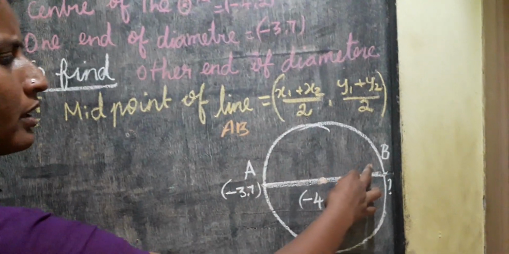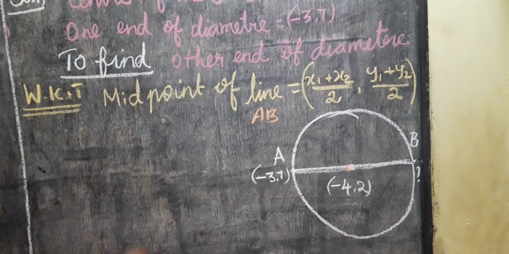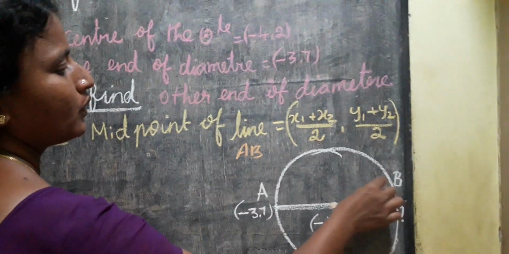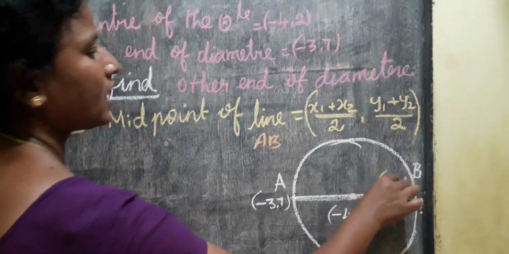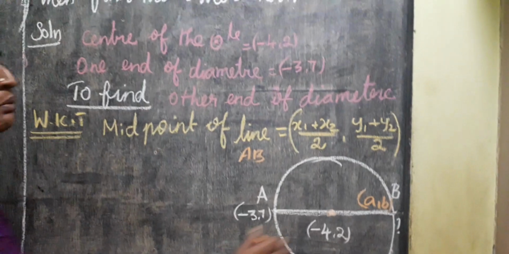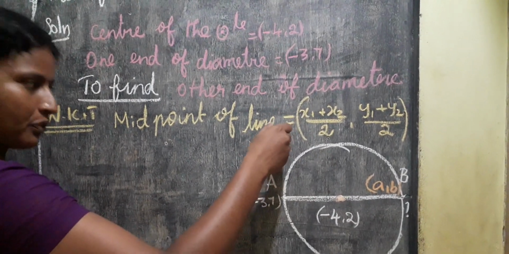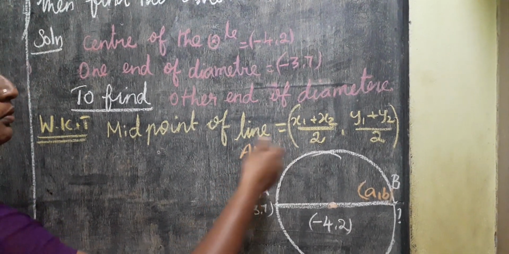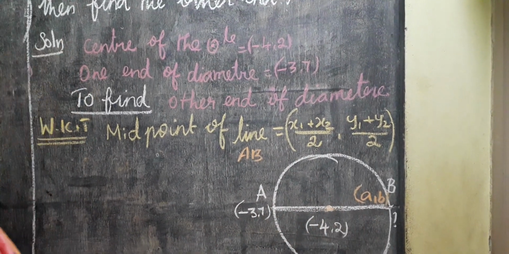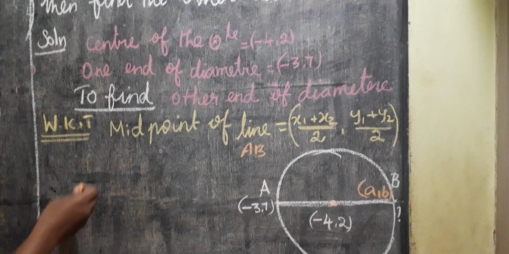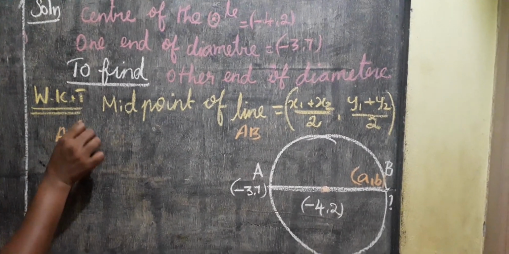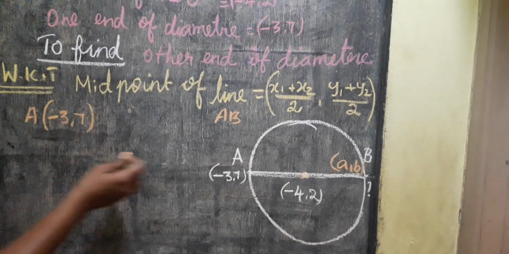Do we know the other end of the diameter? We don't know. So, we have to give the coordinates as a, b. Whatever variables you want to give, A to Z, no problem. In this formula, the formula has x1, y1, that's why I give the name a, b. Now, what are the coordinates of A? (-3, 7).